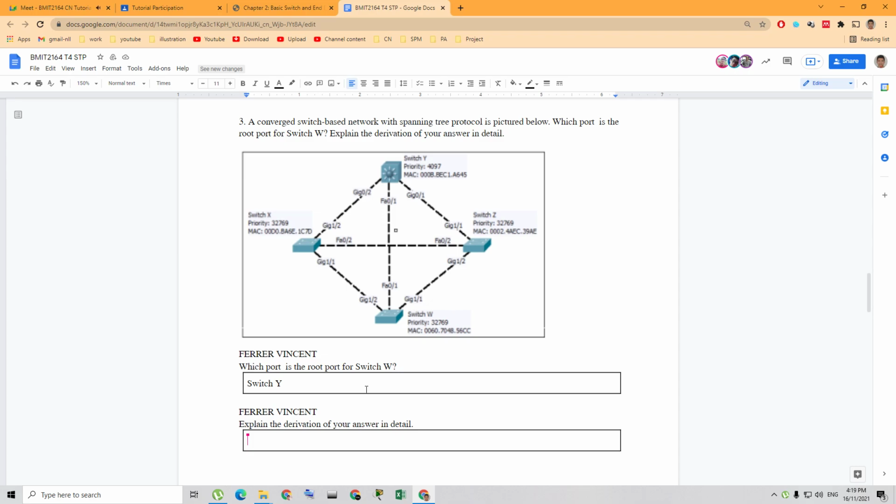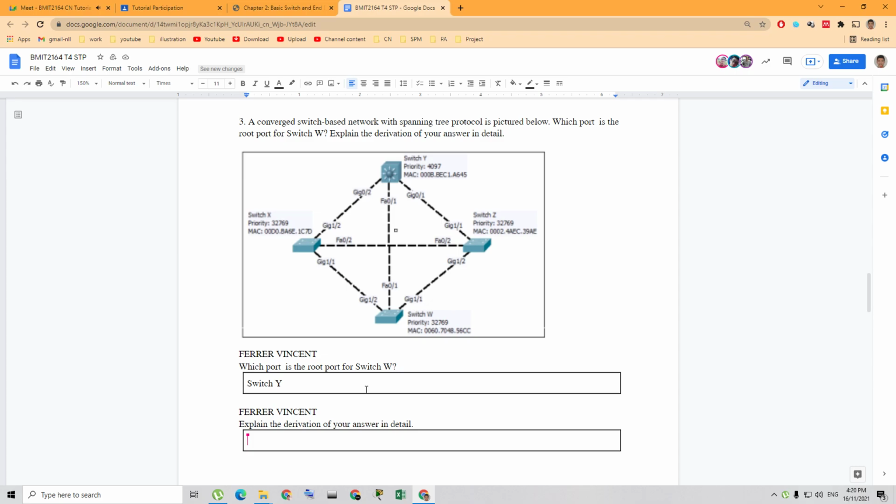Error for question 3. Okay, so the switch in question is switch W, right? So before you know which one is the root port, you identify which switch is the root bridge. Based on the priority, you notice that switch Y has the lowest priority, 4097. So switch Y is the root bridge. Therefore, you're right, gig 12 and gig 11 are both candidate root ports.